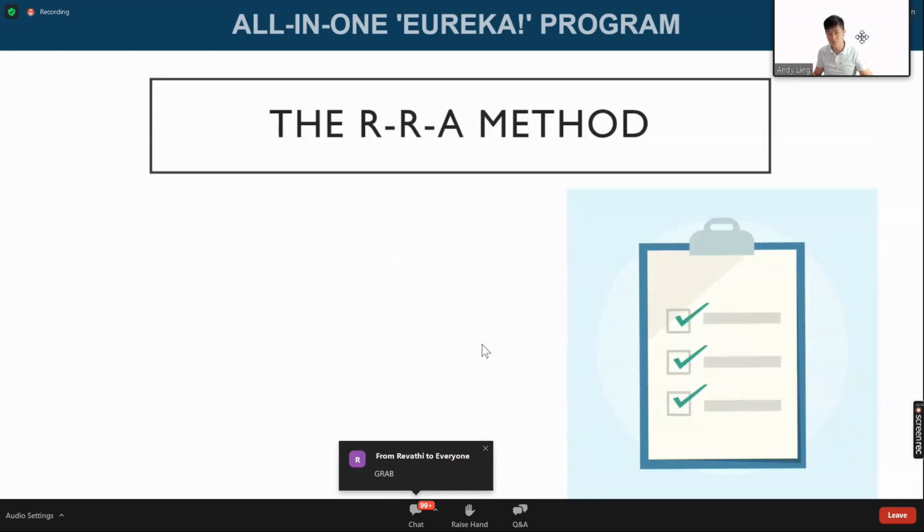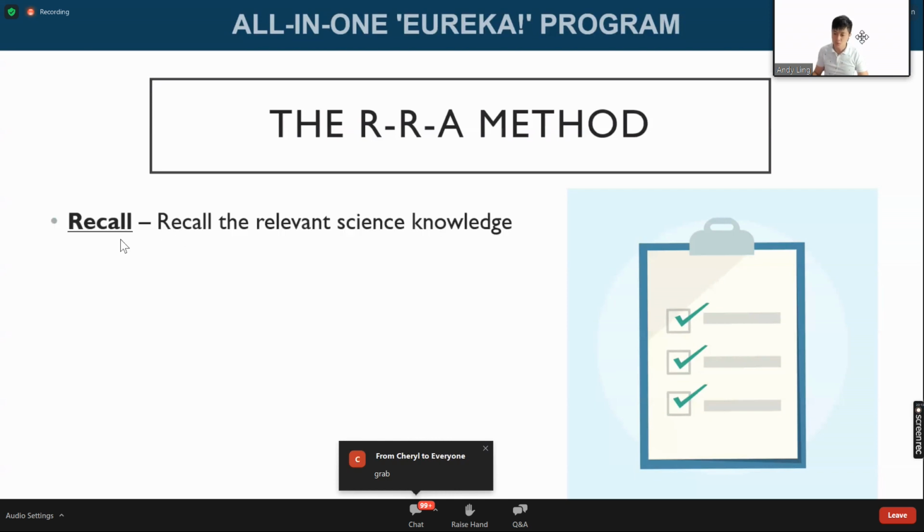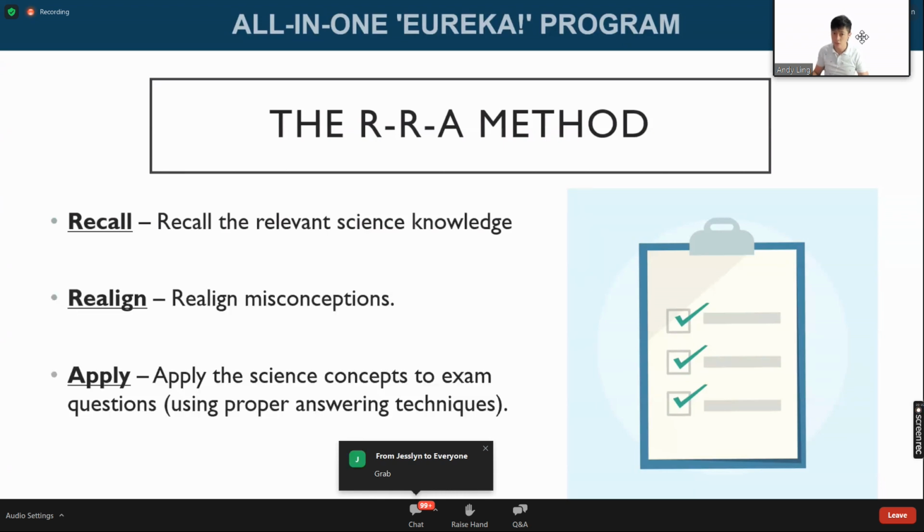Just now I mentioned what RA is, so I'm going to mention it very briefly here. For every science open-ended question, every science exam-based question, we are going to use this method: recall, realign, and apply. That's how we are going to do it, and very soon I'll be showing you some examples.